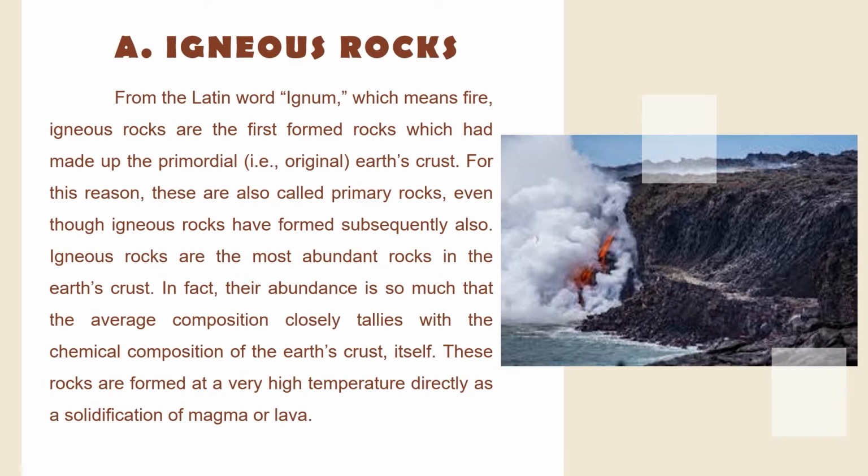Igneous rocks are the most abundant rocks in the Earth's crust. In fact, their abundance is so much that the average composition closely tallies with the chemical composition of the Earth's crust itself. These rocks are formed at a very high temperature, directly as a solidification of magma or lava.